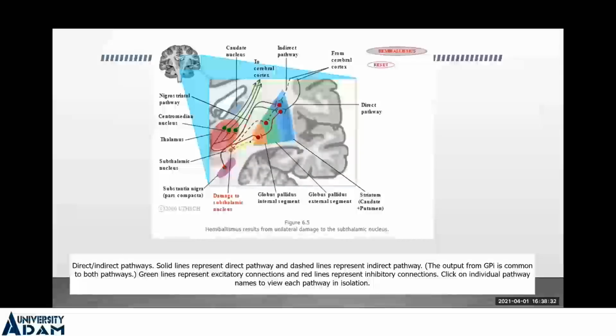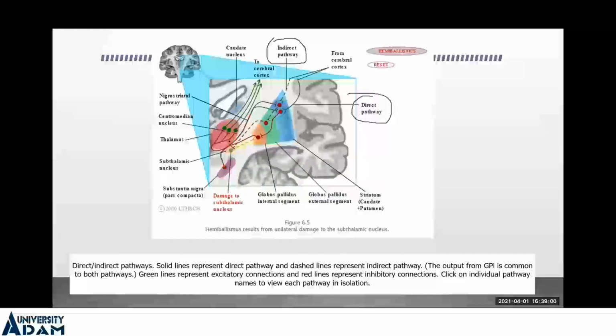Okay, guys, so we have two distinct pathways that process signals through the basal ganglia. You can see here the indirect and direct pathway, okay? So guys, these two pathways have opposite net effects on thalamic target structures, okay?